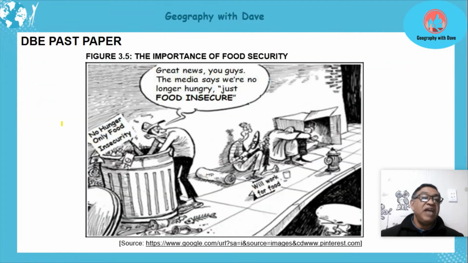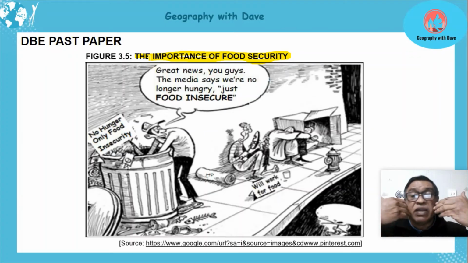Now it's time for a DBE past paper. Thank you, DBE, for your paper. Again, we do the same thing, learners. We look at what the figure is telling us, the importance of food security. This has come up. Here I'm going to show you that you won't get everything from the notes. The notes are a very good guideline, but you may find that there are specifics, answers that are put into context of the cartoon.